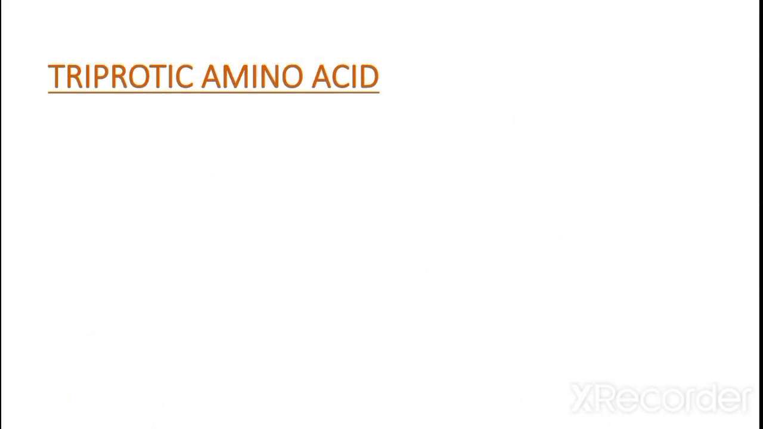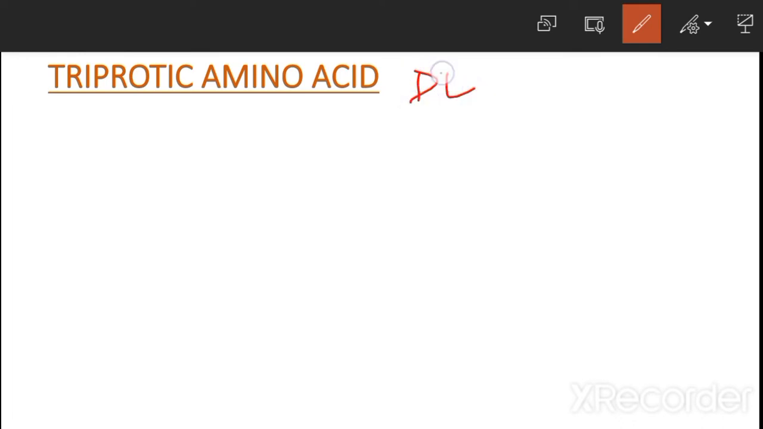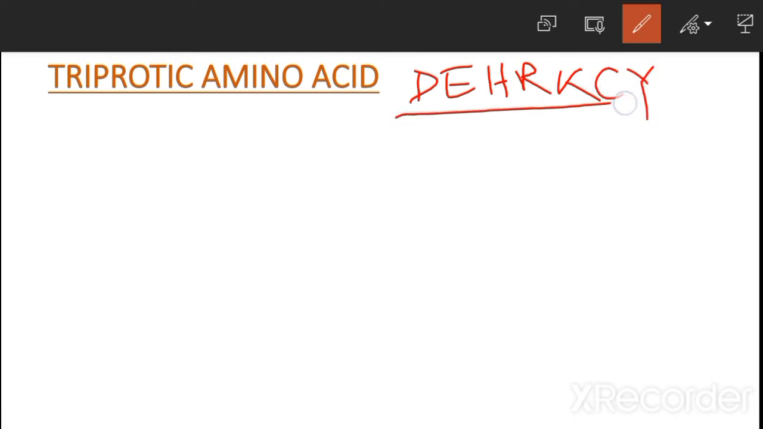Amino acid. Previously I said that there are 3 groups which can accept or donate a proton. Why 3 groups? Because D, E, H, R, K and C, Y are the amino acids with an ionizable side chain: aspartic acid, glutamic acid, histidine, arginine, lysine, cysteine and tyrosine. Here, let me take an example, aspartic acid.